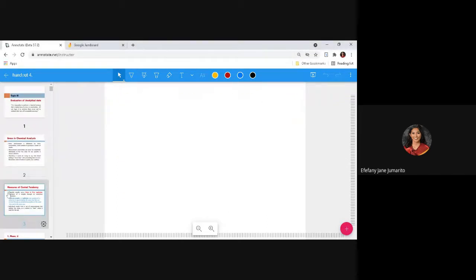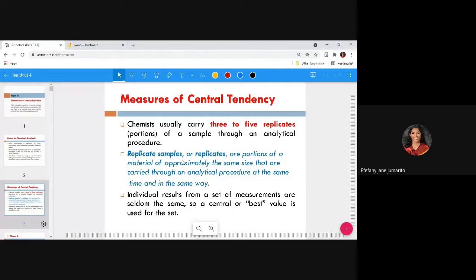Okay. All right, so chemists usually carry out three. That's why it's important that you don't just rely on one data. Mostly the chemists and others carry out 3 to 5 replicates. So when we say replicates, you have the same sample. For example, sodium chloride, and then you dilute that one. So when we say replicate, we do it one, two, three or more times.